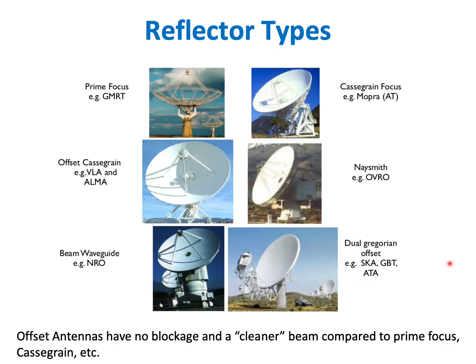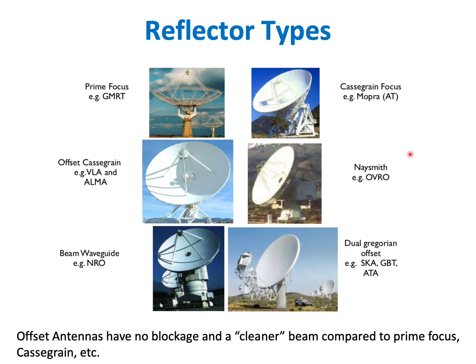So here are some real examples. For prime focus, you have the GMRT in India, so the receiver's up there directly at the focus. For a Cassegrain, here is Mopra. Offset Cassegrain, we'll look at this a bit later as well. There's the VLA. We have a nice close-up of that, and you'll understand why we need to do the offset Cassegrain.